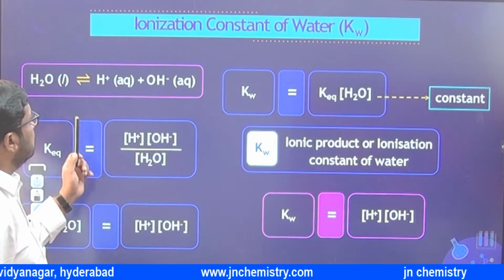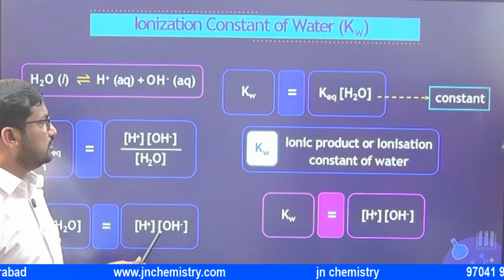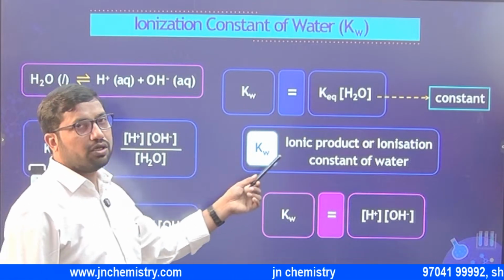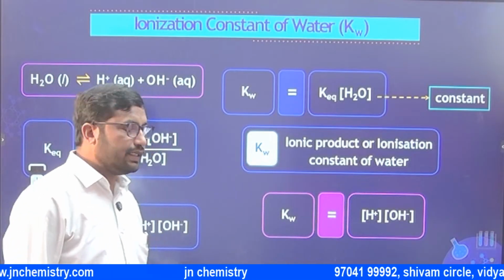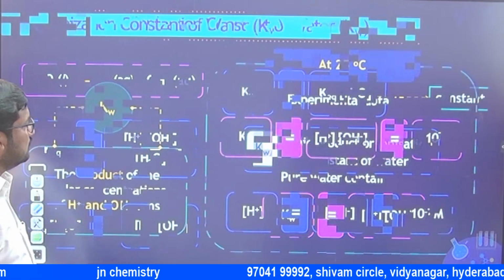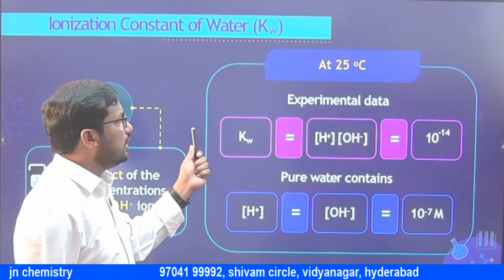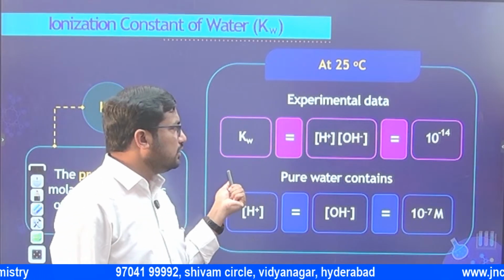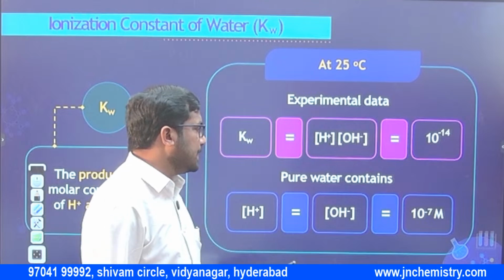This ionization constant Kw we discussed, right? Kw is equal to the ionic product of water, or the ionization constant of water. Kw is equal to H plus into OH minus. We already discussed this. At 25 degrees centigrade, I already told you this is experimental data, so the Kw value is 10 to the power of minus 14.